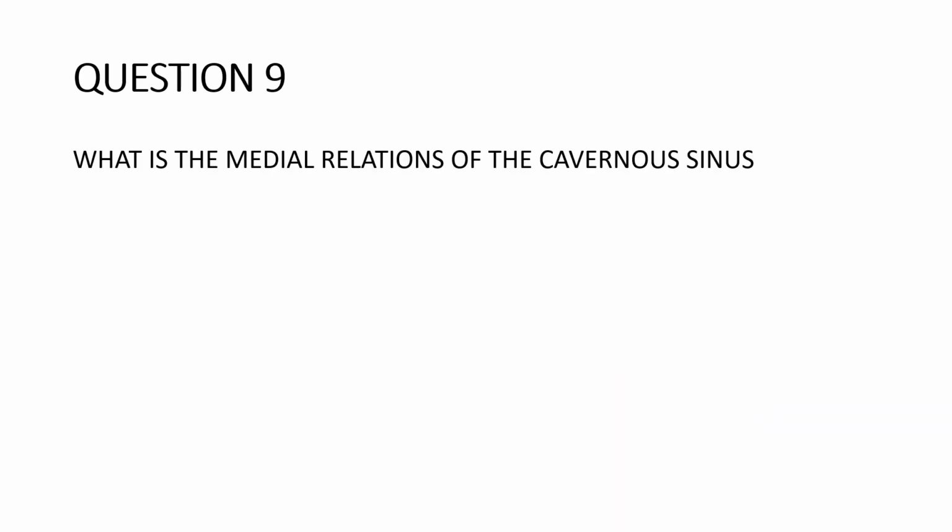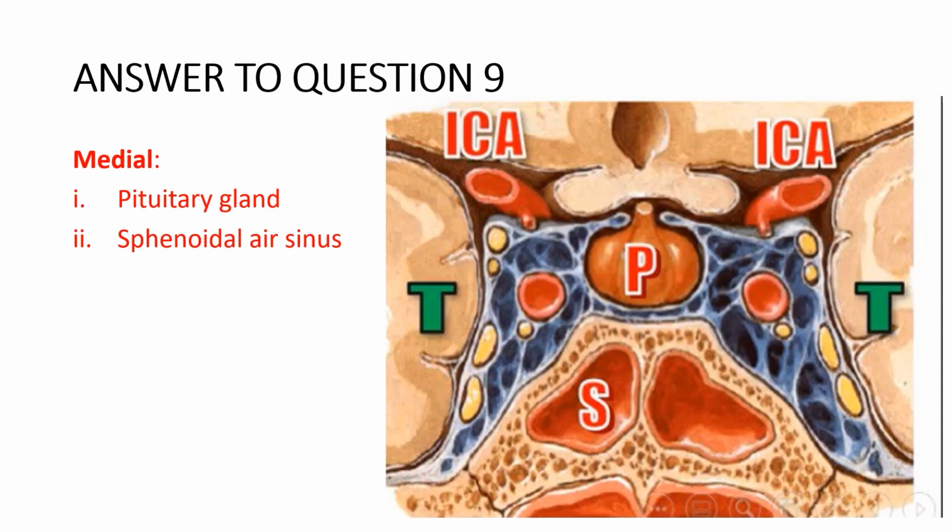Question 9. What are the medial relations of the cavernous sinus? When we look at the cavernous sinus medially, let's draw an imaginary line between the pituitary. Medially, this is the cavernous sinus. So the medial border will be the pituitary gland and the sphenoid air sinus.